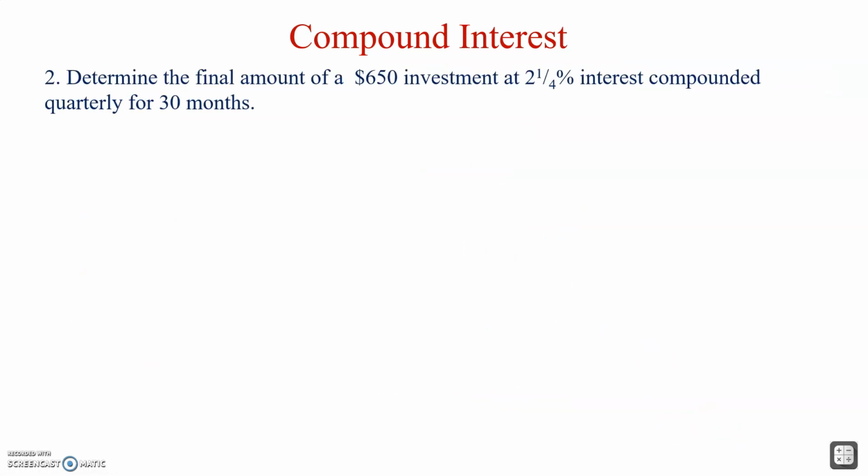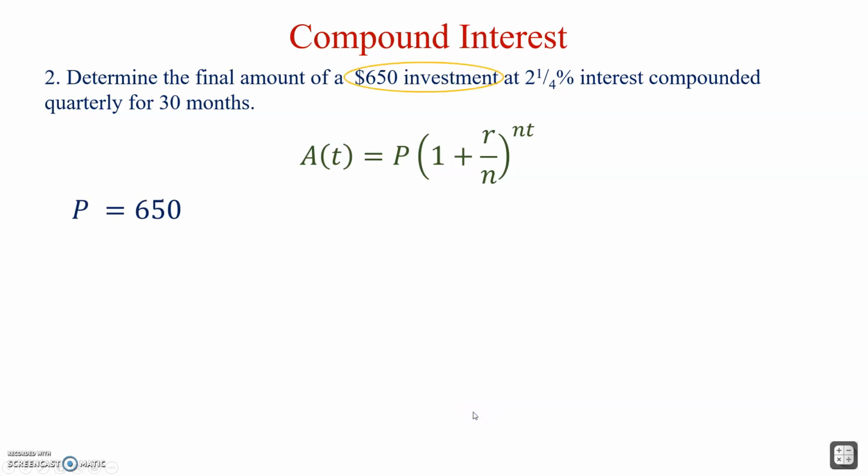Determine the final amount of a $650 investment at 2.25% interest compounded quarterly for 30 months. All right, again, compound interest formula. Here, P is the $650 investment. The rate is 0.0225 because I simply typed this straight into the calculator.